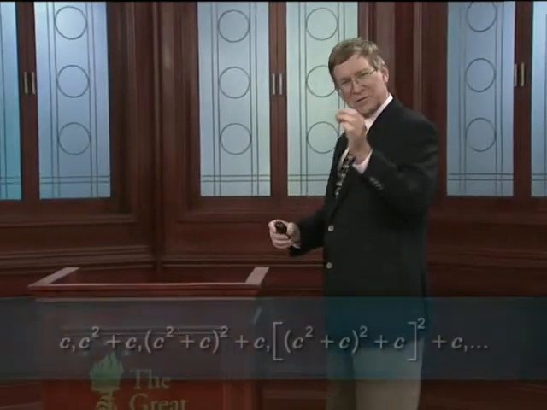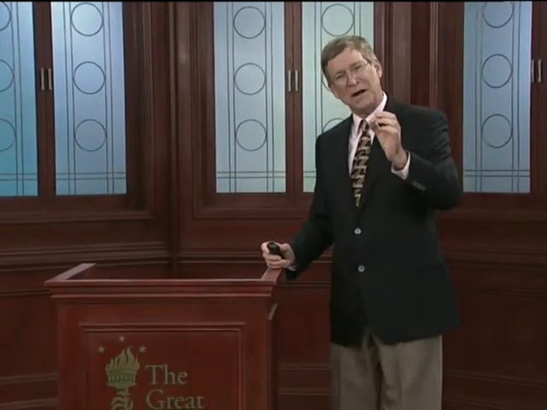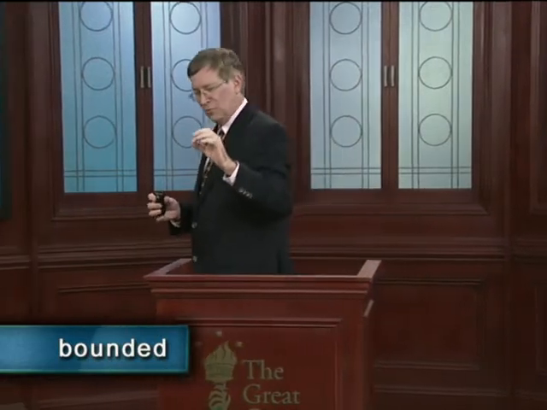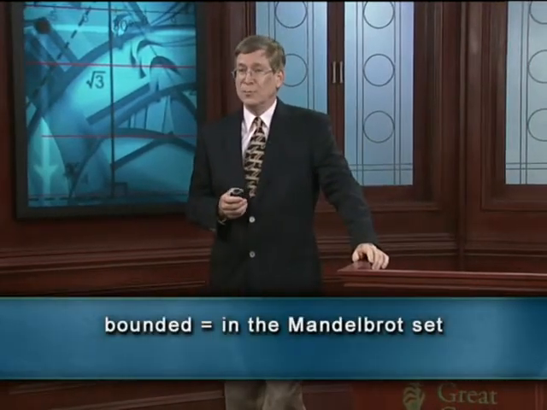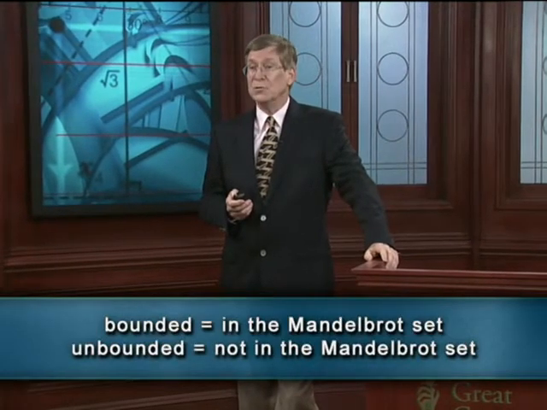Now, for some values of the complex number C, this sequence is bounded. And by bounded, we mean the following. It never gets too big. It never goes too far away from the origin. It stays sort of in a region near the origin. But for other complex numbers, when you form this sequence, the number heads off very large. It goes far away from the origin. We call that unbounded. And if you're bounded, you'll be in the Mandelbrot set. And if you're unbounded, you aren't.